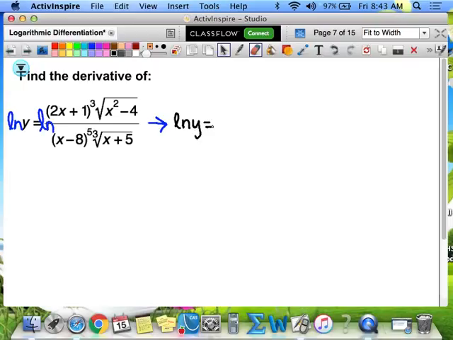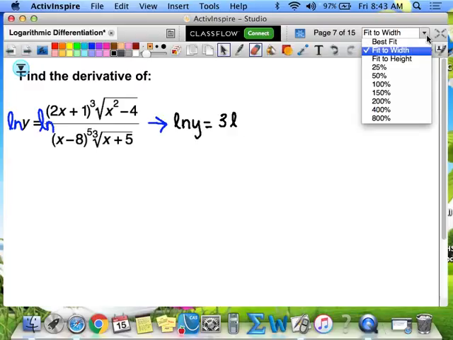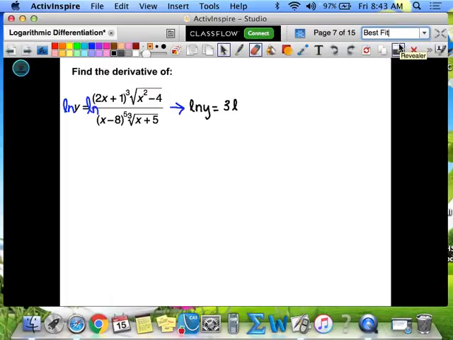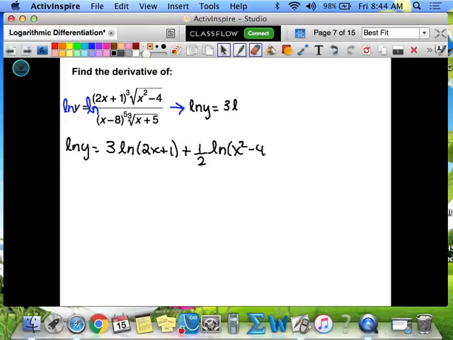Pieces in the top are plus, pieces in the bottom are minus, right? Exponents come down front. So this is going to be 3. There's no way I'm going to get this all in the same line, so let's try this down here. I'm going to start over down here. This piece is going to be 3 natural log of 2x plus 1, plus, what's the exponent on this thing? 1/2, bring it down front. 1/2 natural log of x squared minus 4.